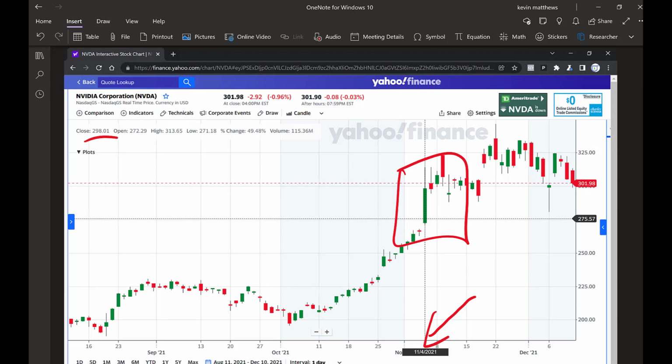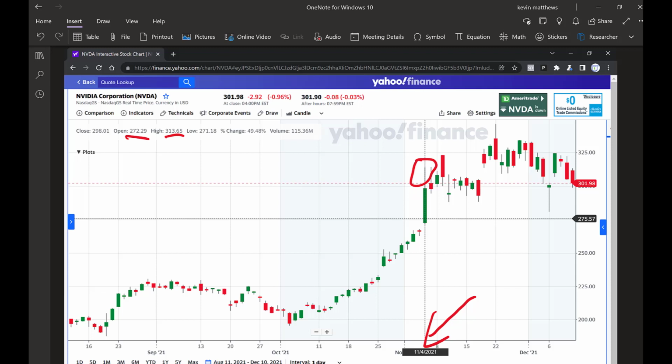So at the end of November 4th, on that day was 298.01. But the morning of November 4th, it started out at 272, which shows you how big that jump was. So it ended at 298, but it started at 272. And then the high was 313.65. That's what you see with this little, what we call a wick. Some people call it shadows. I call it a wick because it's a candle.